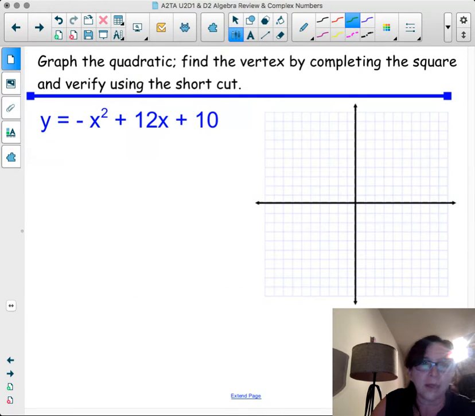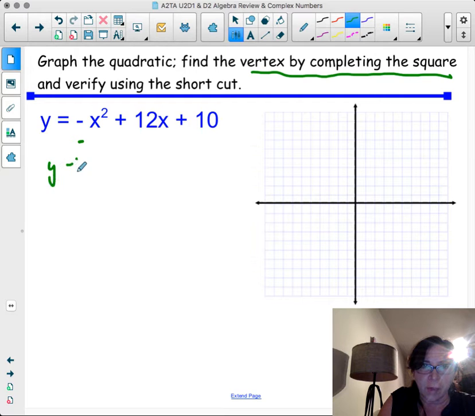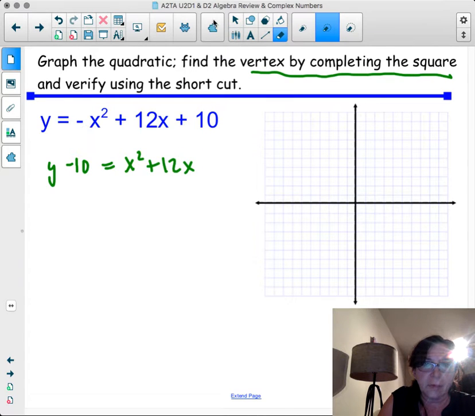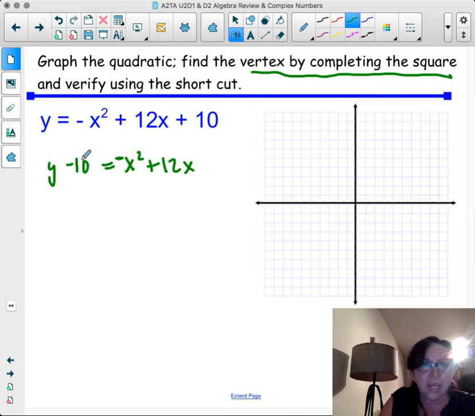Graph the quadratic, find the vertex by completing the square. So one of the problems is that there's a negative sign here. So I'm going to isolate the x's. What I'm going to do is get y minus 10 is equal to x squared plus 12x. And when I'm doing that, I lost my negative sign. You can't complete the square if there's a negative sign in front of the x squared term.